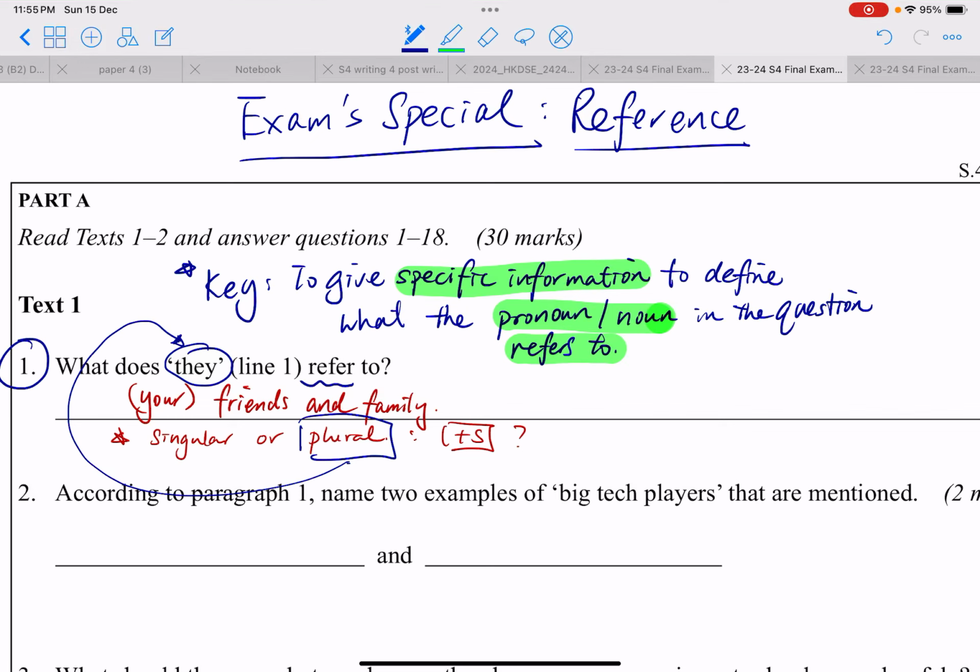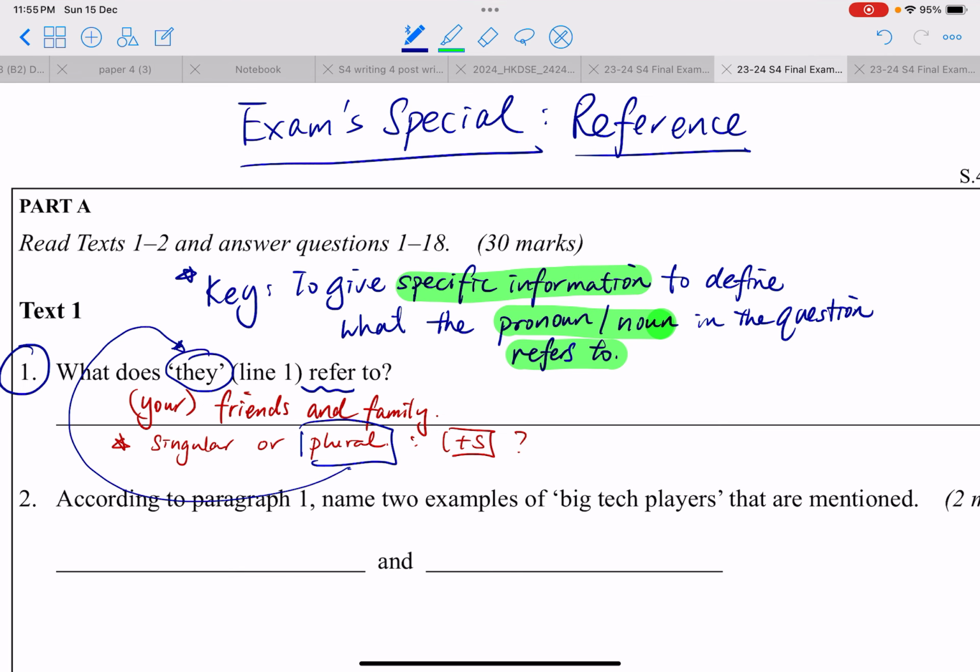To better help you prepare for the coming reading exam, we would like to provide you with this exam special. So, we'd like to focus on one particular type of question, reference. It is a common type of question we always see in reading exams. So, how do we tackle this?